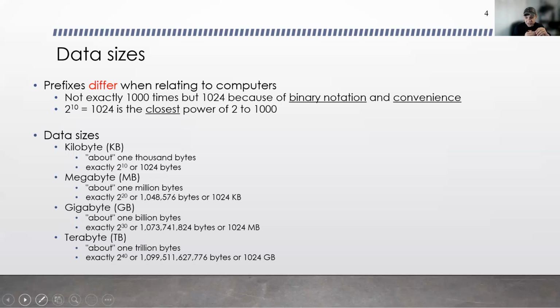But in the binary system, base 2, kilo here is not like our usual kilo. Our usual kilo is 1000, but in the binary system, since we are talking about base 2, kilo here is 2 to the power of 10, which is 1024. This is our kilo here. So for example, a kilobyte, capital K, capital B, is 1024 bytes, and a byte is 8 bits.